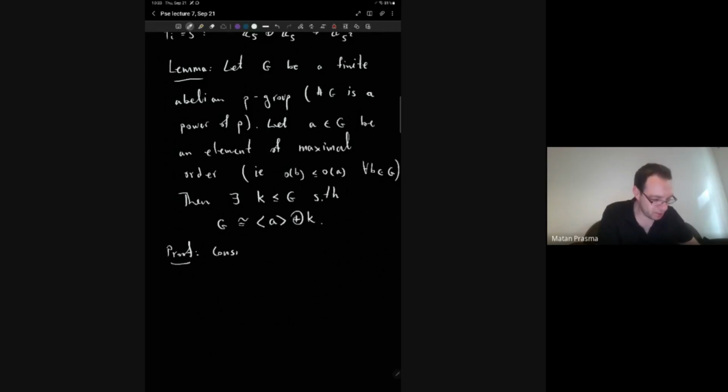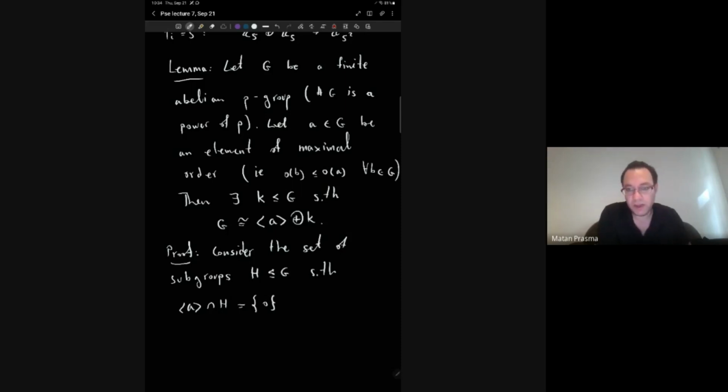So consider the set of subgroups H of G such that the intersection of the group generated by a with H is trivial. Trivial means that it contains only the neutral element. This set is not empty.